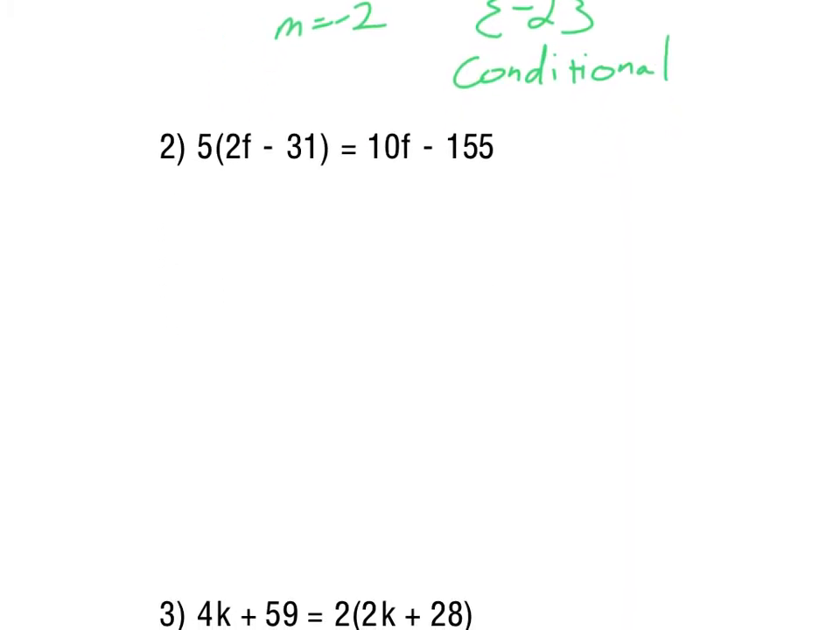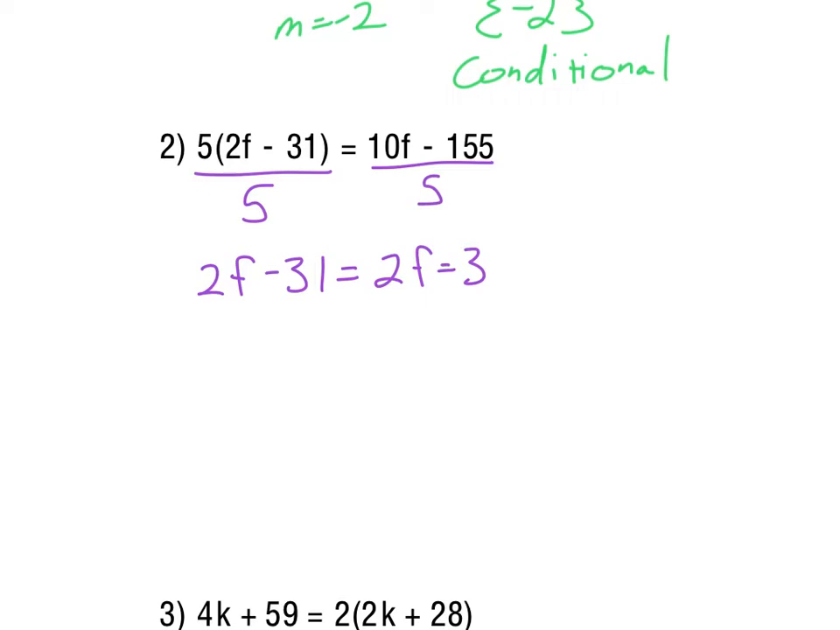I could actually, again, get away with dividing by the 5 here instead of distributing. And you could feel free to distribute too if you like. So that's going to free the 2f minus 31. I'm also going to end up with 2f minus 31. Oops, fix that quick here. Not equals 31. 2f minus 31. There we go.